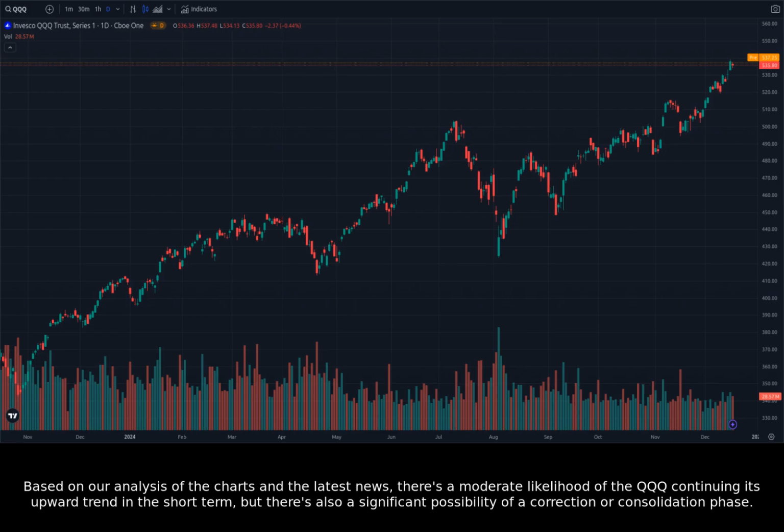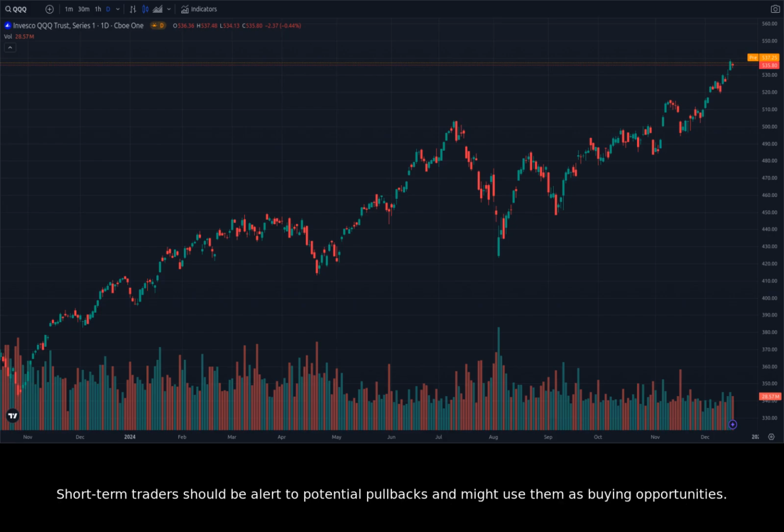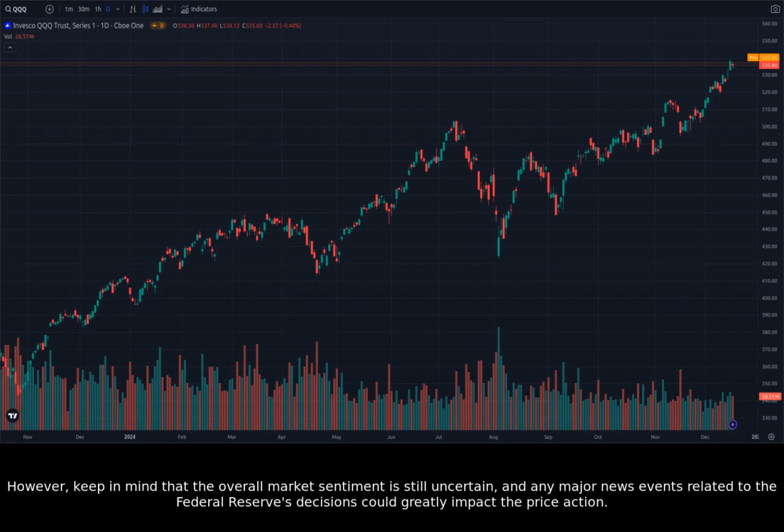Based on our analysis of the charts and the latest news, there's a moderate likelihood of the QQQ continuing its upward trend in the short term, but there's also a significant possibility of a correction or consolidation phase. Short-term traders should be alert to potential pullbacks and might use them as buying opportunities. In the long term, the outlook for QQQ remains bullish. However, keep in mind that the overall market sentiment is still uncertain, and any major news events related to the Federal Reserve's decisions could greatly impact the price action.